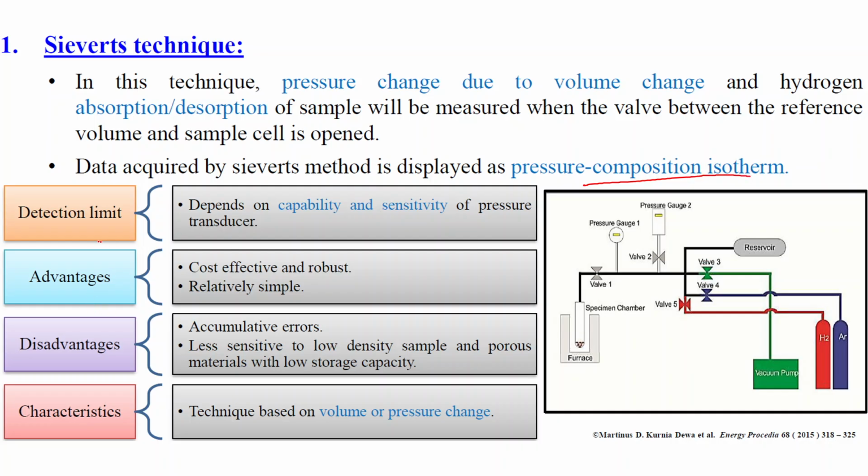So the detection limit here depends on the capability and sensitivity of the pressure transducer. The advantage is that it is cost effective, robust and relatively simple, and the disadvantage is that it is less sensitive to low density samples and porous material with low storage capacity.